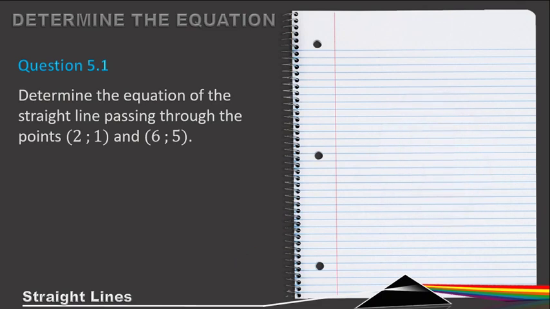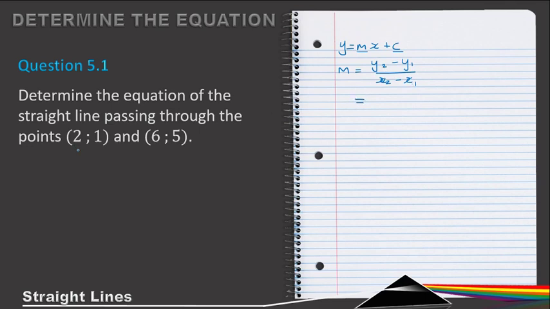For question 5.1, we need to determine the equation of the straight line passing through the points (2, 1) and (6, 5). Alright, so first thing, always just write down the equation of the straight line, because that shows you what you need to get. If you don't know where to start, then if you wrote this down, you know, okay, I have to get the gradient and I have to get my c value. So getting the gradient, we just substitute into the formula, change of y over change of x.